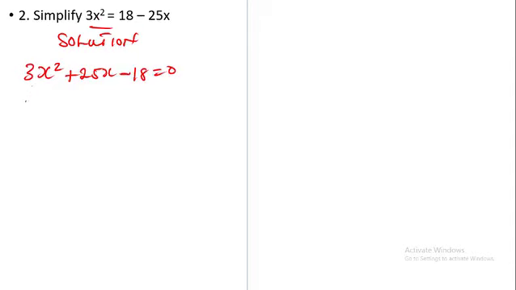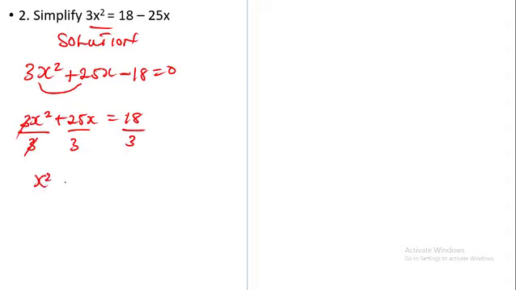Okay, so we start. Step 1 said we should place this and this on the left-hand side of the equation. So we have 3x² + 25x equal to what? 18. Now we divide through by 3. This will cancel this, and 25 cannot be divided by 3, and this is 3. So we have x² + (25/3)x equal to 18 divided by 3, which will give us what? 6.